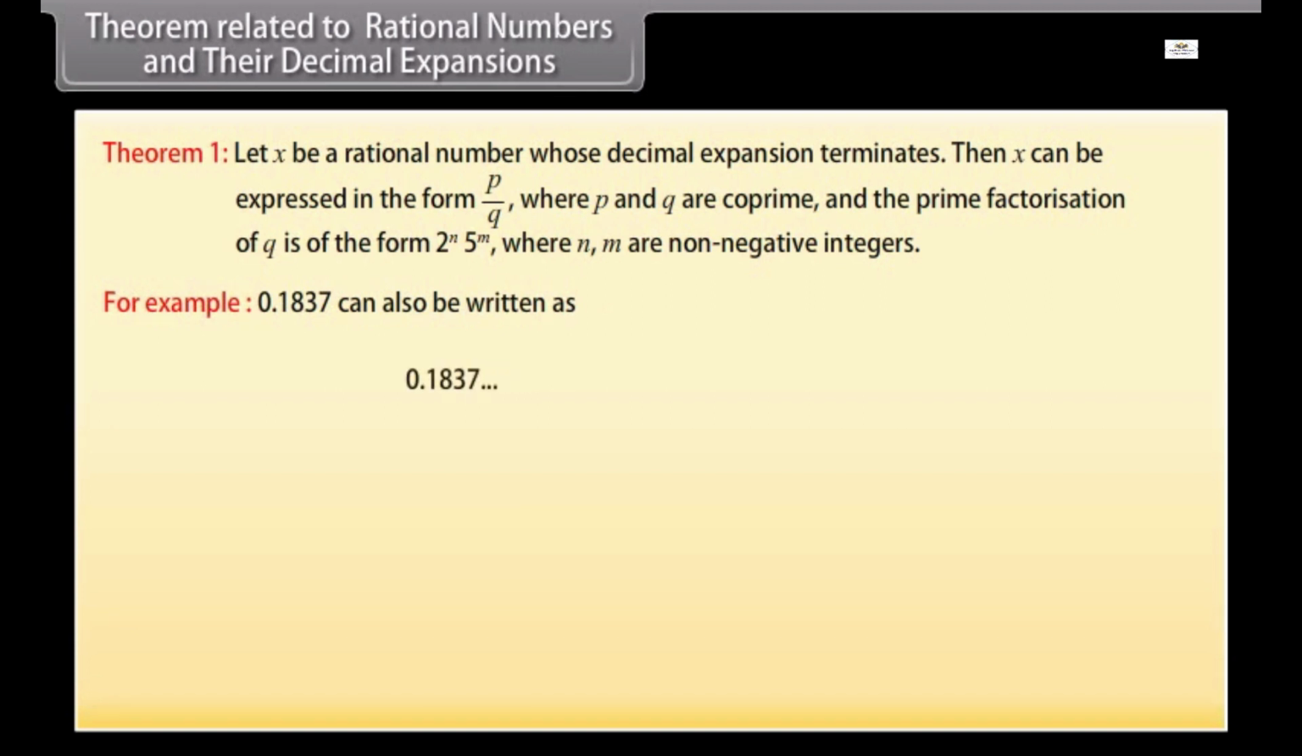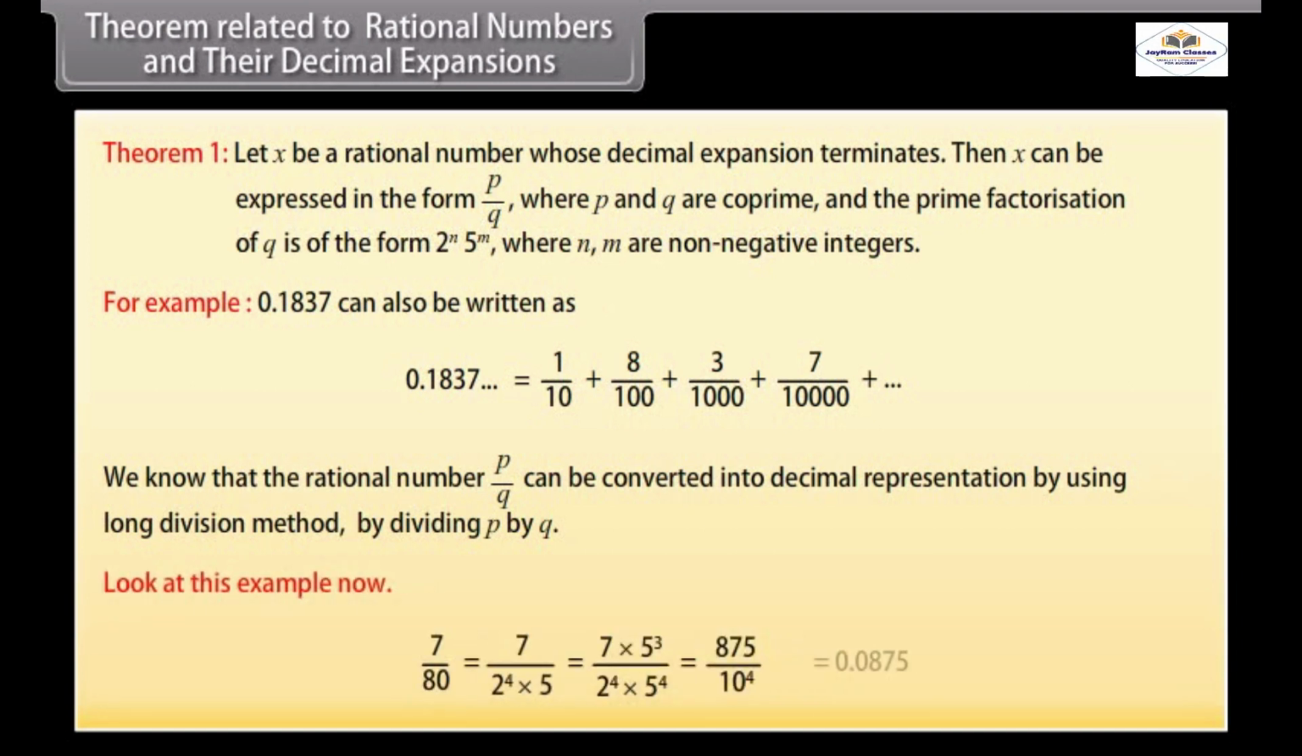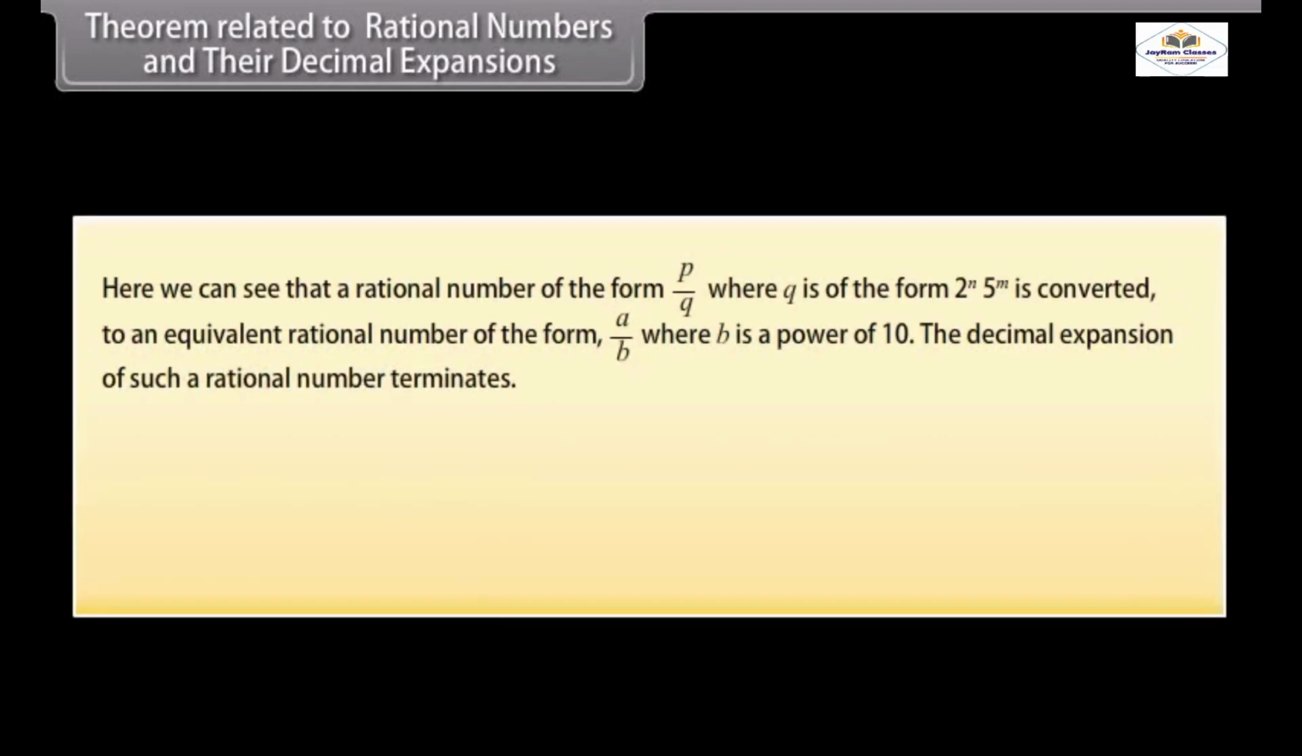0.1837 can also be written as... we know that the rational number p upon q can be converted into decimal representation by using the long division method, by dividing p by q. Look at this example now. Here we can see that a rational number of the form p upon q, where q is of the form 2 raised to the power n, 5 raised to the power m, is converted to an equivalent rational number of the form a upon b, where b is a power of 10. The decimal expansion of such a rational number terminates.